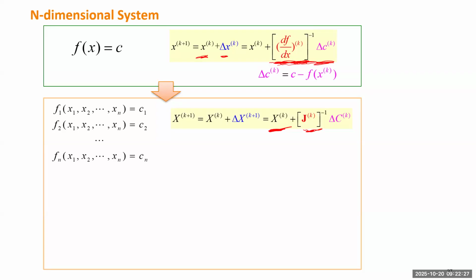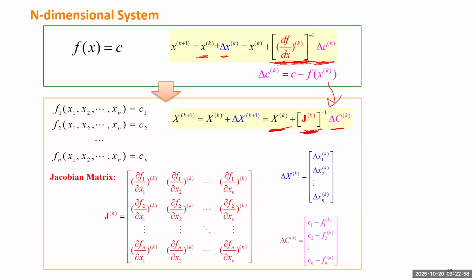here it is not the slope anymore, it's called the Jacobian. The Jacobian is a generalization of the slope from one dimension to n dimensions. So we need to calculate the inverse of the Jacobian, then multiply by the vector that includes all the gaps in each dimension for the function value. So delta S and delta C here become vectors with n dimensions. The Jacobian is defined in such a way that it's a square matrix, n by n.